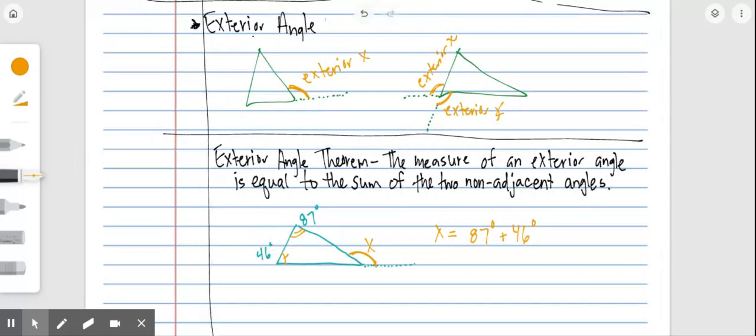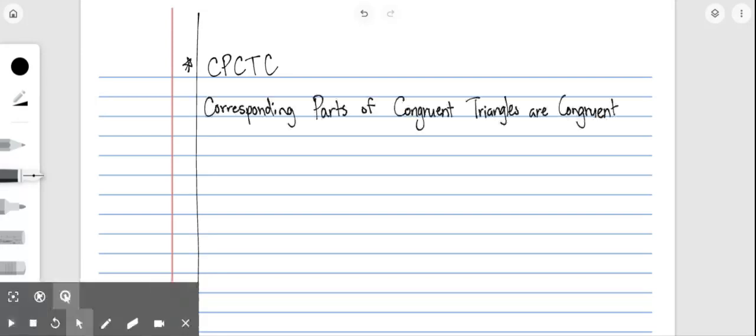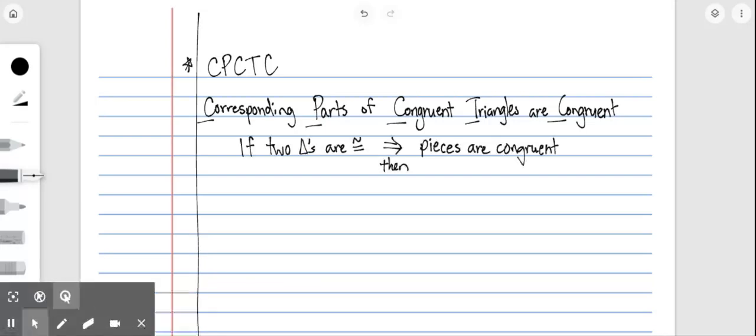All right, and then the last thing that I'm going to talk about is corresponding parts of a triangle. I'm going to start a new page. Okay, I'm going to start with this nice abbreviation that I have. It's CPCTC, and this means that corresponding parts of congruent triangles are congruent. CPCTC. So this means that if I have 2 triangles that are congruent, then the pieces of them are congruent also. So if 2 triangles are congruent, then the pieces are congruent as well.